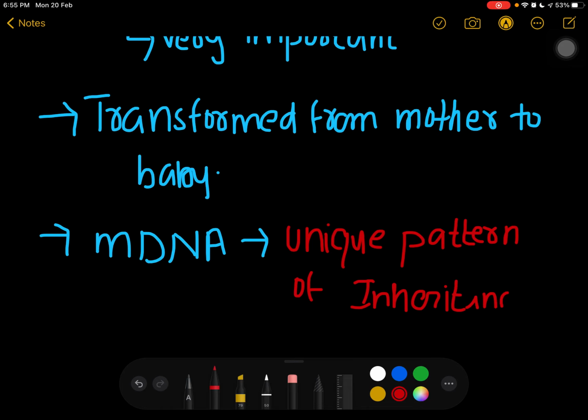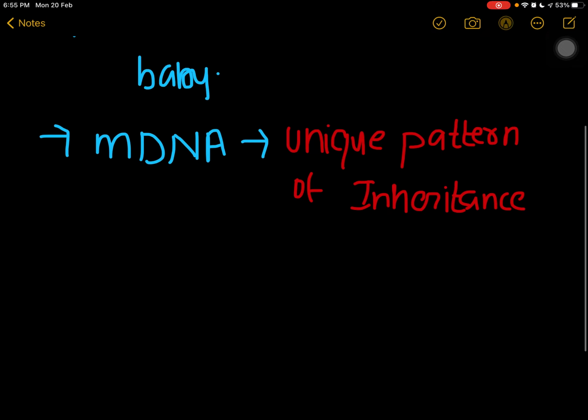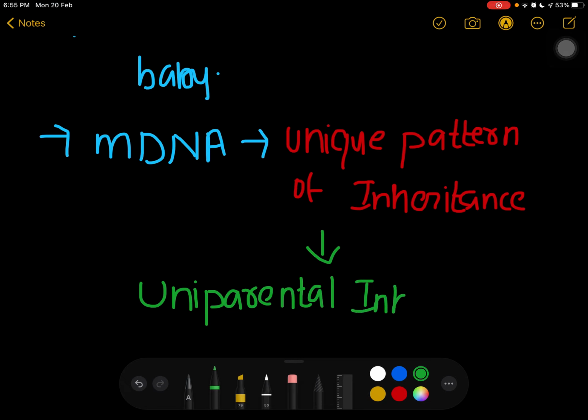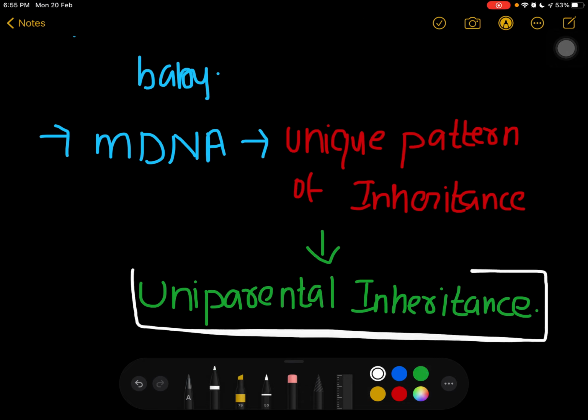It has a unique pattern of inheritance, and that unique pattern is known as uniparental inheritance, right? That unique pattern which mitochondrial DNA follows is known as uniparental inheritance, right?